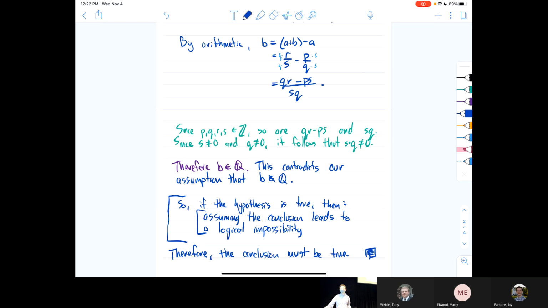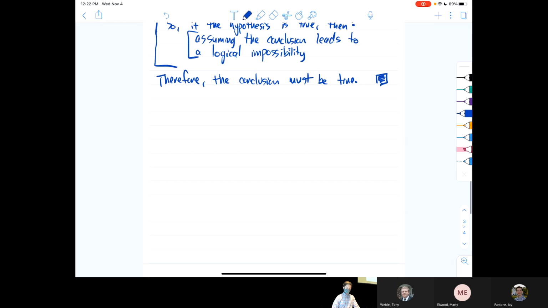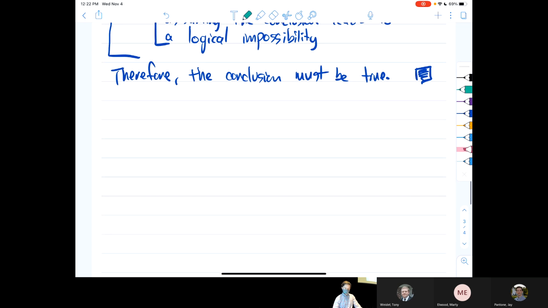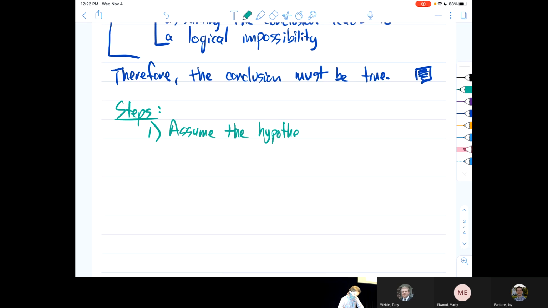Okay, I'm kind of surprised there's no questions, but we'll move on and let me write out the steps as kind of a summary, and then we'll see some more examples. So here are the basic steps you follow for a proof by contradiction. Number one, assume the hypothesis is true and the conclusion is false.